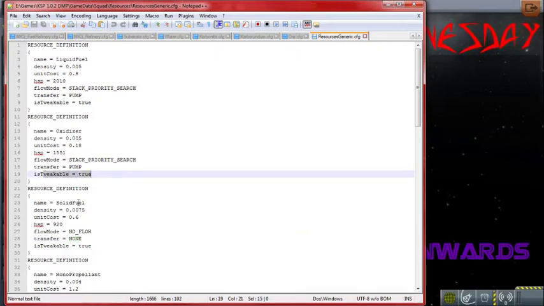Is tweakable is kind of a cool one. It basically says when you right click on a tank, for instance, in the VAB or the SPH, does that little bar show up that allows you to adjust the quantity that is in that tank. So if you set this to false, you will not be able to see how much is in the tank. You will not be able to change it. But setting it to true allows you to change it and customize the tank.